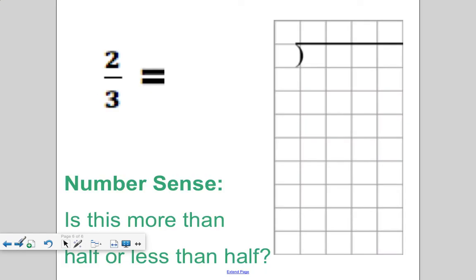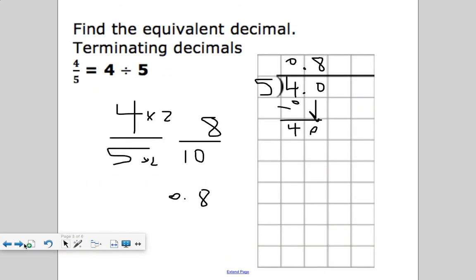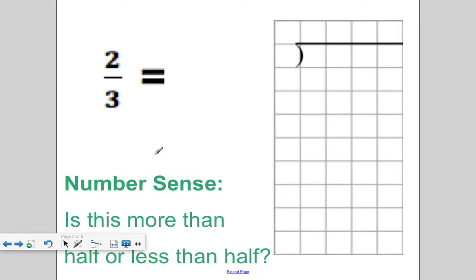There are some fractions that are called repeating. What we looked at was terminating. Terminating means it stops. Repeating means it keeps going forever and ever and ever. So before we do it, is 2/3 going to be more than 1/2 or less than half? Well, half of 3 is 1.5, so this is going to be more than half. So what's another way to say 2/3? 2 divided by 3. So I have 2, I'm dividing it into 3 groups.